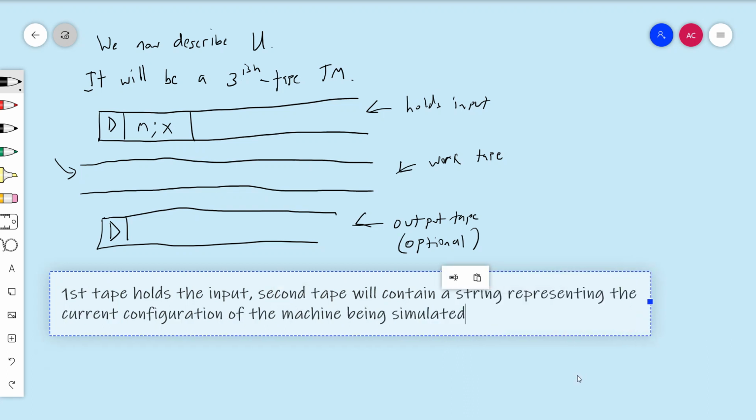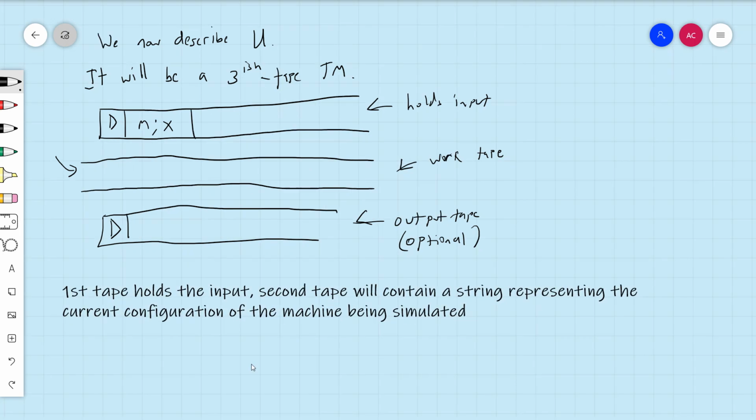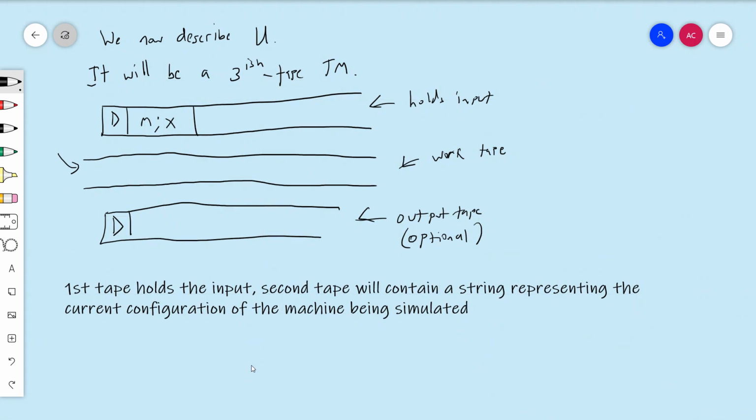So that's what this is going to have. The second tape is always going to have the same thing, a string representing the current configuration. We're going to code configurations a little differently than usual. Like I said, it doesn't really matter how you code configurations as long as you have the essential factors, which is a description of where the cursor is, a description of what's on the tape, and the current state. So what we're going to do is have parentheses, and remember that is part of the alphabet.